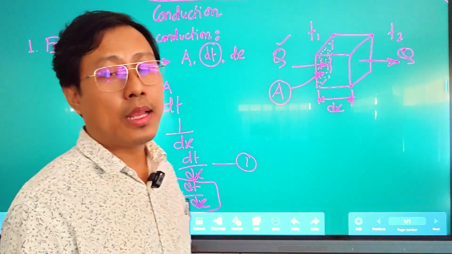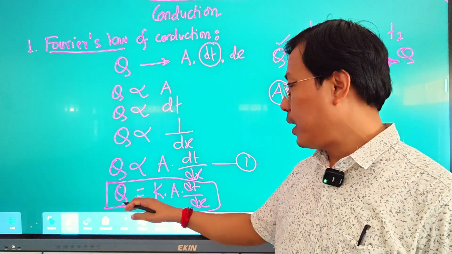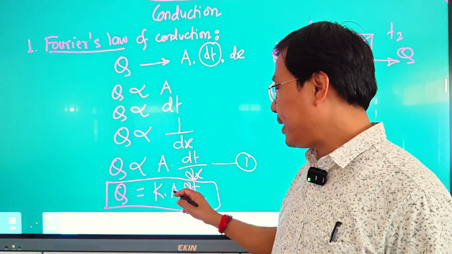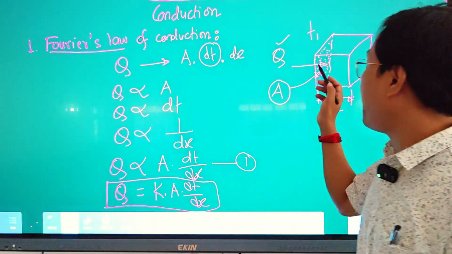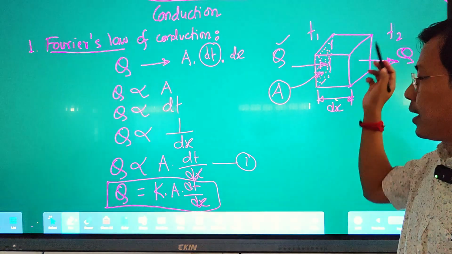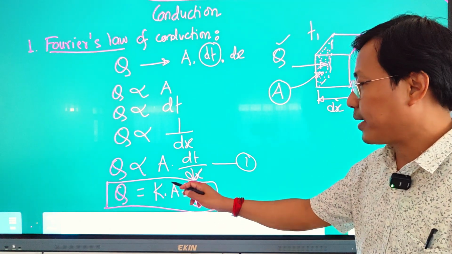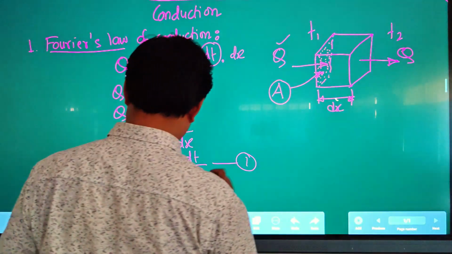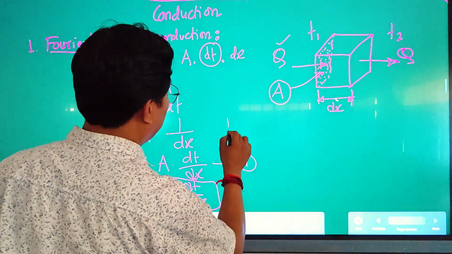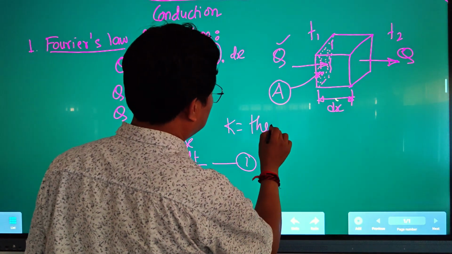So finally we have got the heat conduction equation where the rate of heat flow equals K into A into dT by dx. Okay, so A is the area which is perpendicular to the direction of the heat flow, and dT is the temperature difference, dx is the thickness, and K is the constant. And here this K will be known as thermal conductivity.